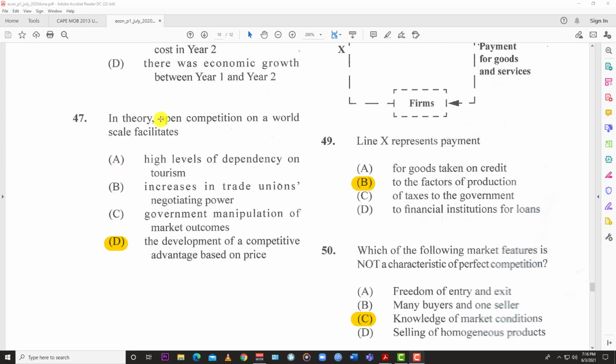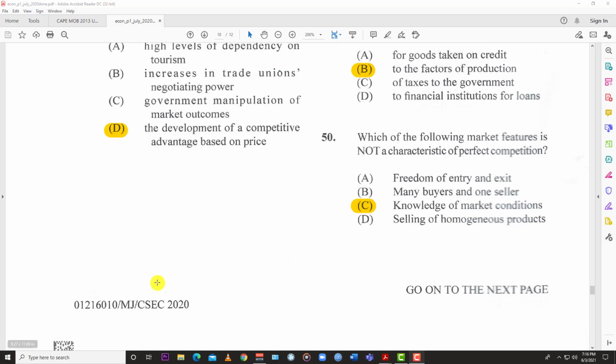47. In theory, open competition on a world scale facilitates the development of a competitive advantage based on price. Hear that? In theory, that's how it's supposed to be. But the reality is, it's not competitive because our small island nations are getting a lot of licks because of open trade. The price is going to determine who we buy from, right? So, I guess that's the reality of the situation. All right, 48.